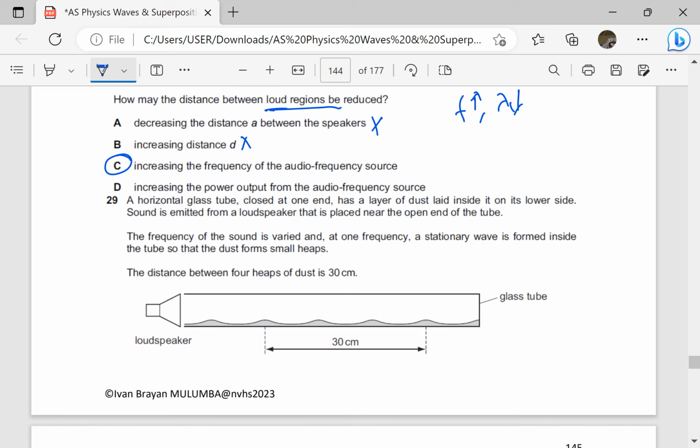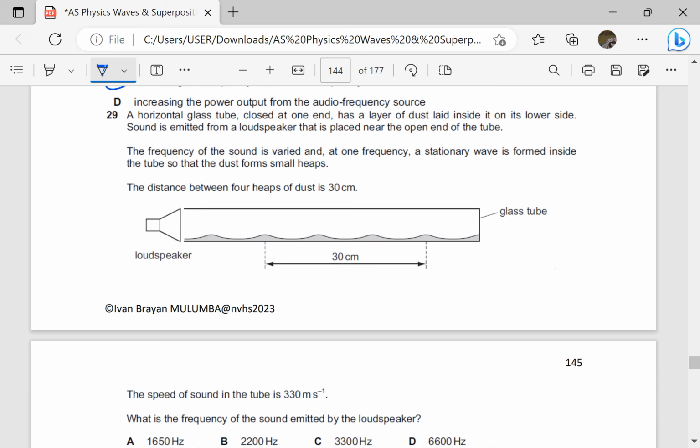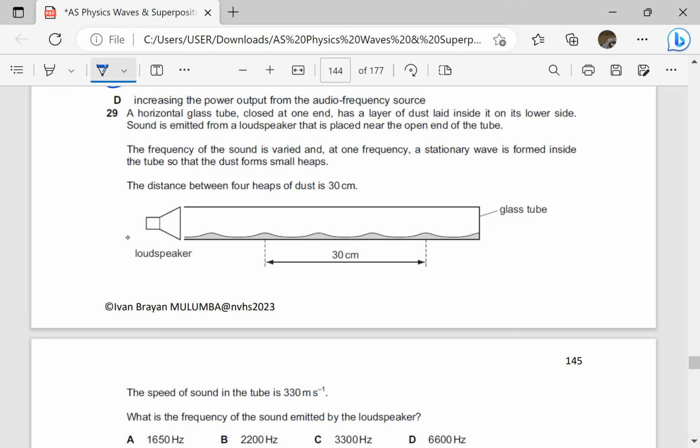A horizontal glass tube closed at one end has a layer of dust inside it on its lower side. Sound is emitted from a loudspeaker that is placed near the open end of the tube. The frequency of sound is varied, and at one frequency, a stationary wave is formed inside the tube so that the dust forms small heaps. The distance between 4 heaps of dust is 30 centimeters.